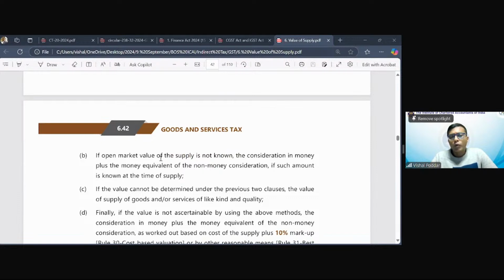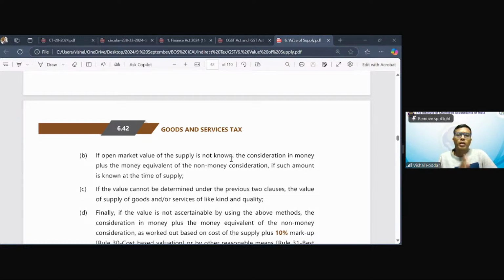B point is if open market value is not known. Now, when will this happen? Let us say I am providing a service which is unique. Like when you come to me for consultancy, I am giving consultancy to multiple clients, but what consultancy I am giving to Hemant may not apply to Mitali, may not apply to Jeannie, may not apply to Mansha. Why? Because everybody's issue is different.